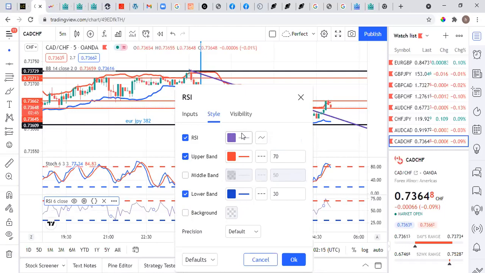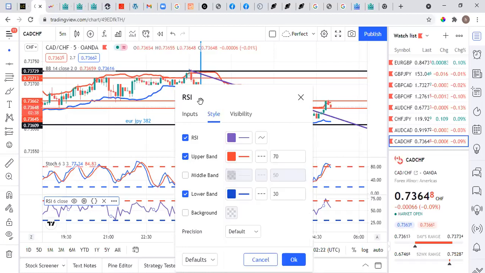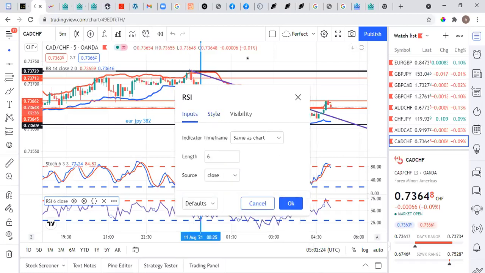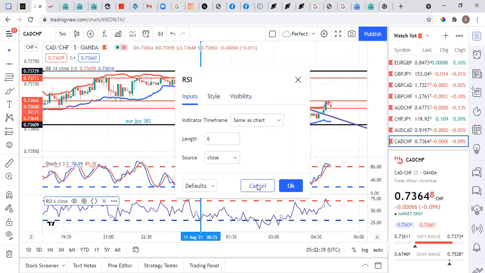Okay, this RSI line, let me make it a little bit thicker. All right, so I think this is good enough. All right, so what else? Visibility. Just don't bother yourself with all this. Okay, so you can save as default.